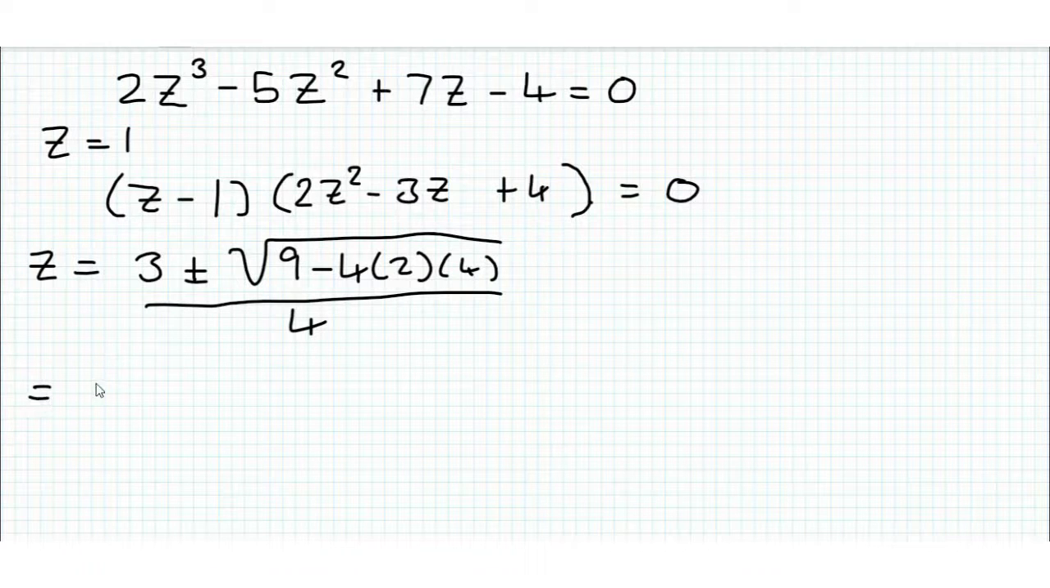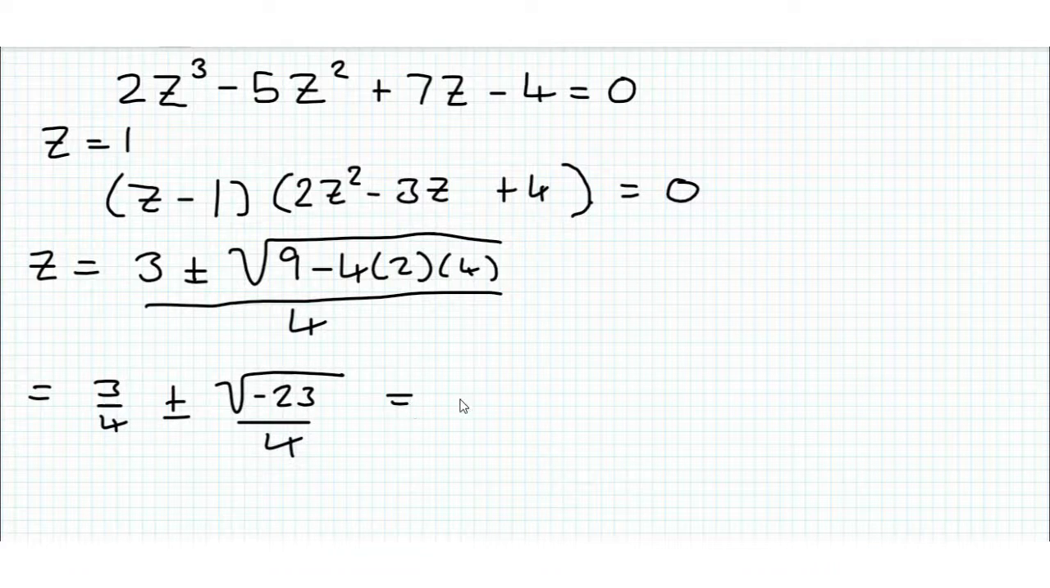This is equal to 3/4 plus or minus the square root of minus 23 over 4. That's equal to 3/4 plus or minus root 23 over 4 i, where i is equal to the square root of minus 1. Right, this leads us on to another important note.